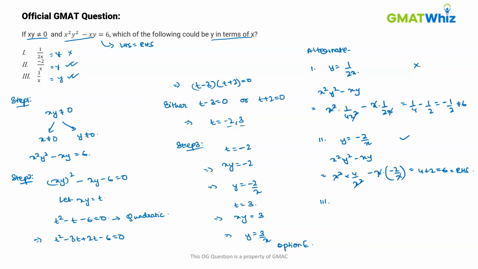Doing the same for the last one, we have y equals 3 by x. Plugging in the value of y in the given equation, we have x squared times 9 by x squared minus x times 3 by x. This gives us 9 minus 3 equals 6, which is equal to RHS. And thus, following the alternate approach as well, we can see that option 2 and option 3 are the only possible answers. Hence, the correct answer is option E.